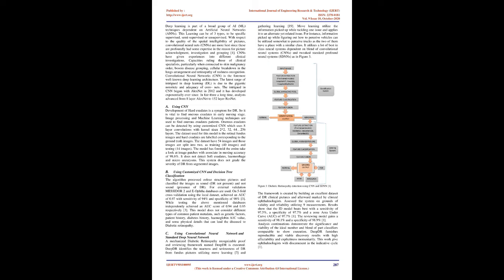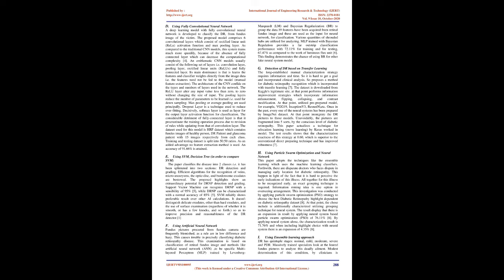A typical CNN model usually consists of the following set of layers, i.e. convolution layer, pooling layer, rectified linear units, ReLUs, and fully connected layer. Its main advantage is that it learns the features and classifier weights directly from the image data, i.e. the features need not be fed to the model, no manual feature extraction. The architecture of the CNN depends on the types and numbers of layers used in the network.